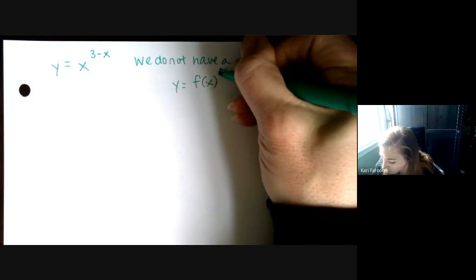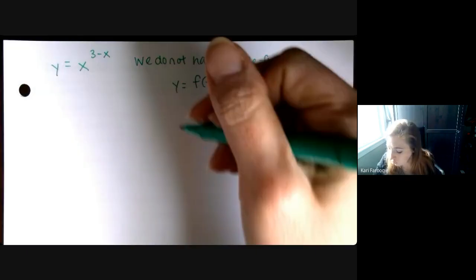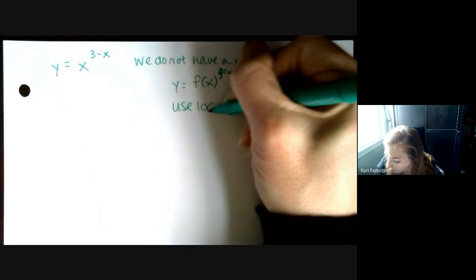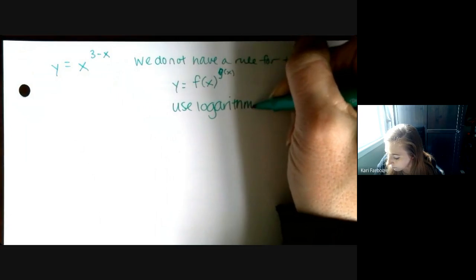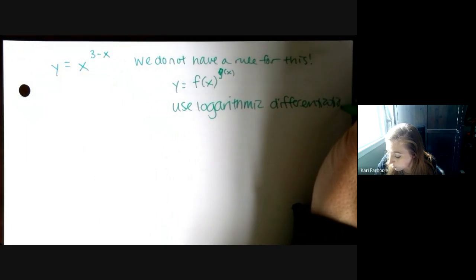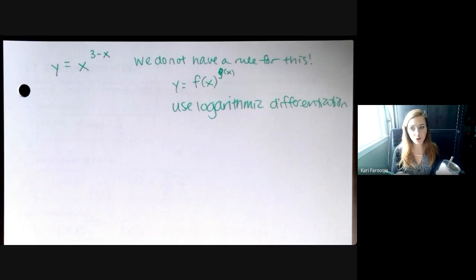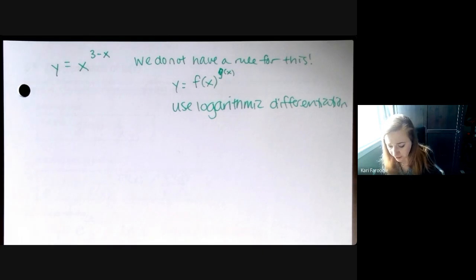You could even say this is g of x. Maybe I should have called that something else. But we don't have a rule for an expression of x to an expression of x. So this is why we have to use logarithmic differentiation. There is no other way we could do this without logarithmic. In the last example, yeah, we could have used a lot of product and chain rules to do it. But in this example, we don't have a rule. There's no other way we can do this. We have to use logarithmic differentiation.